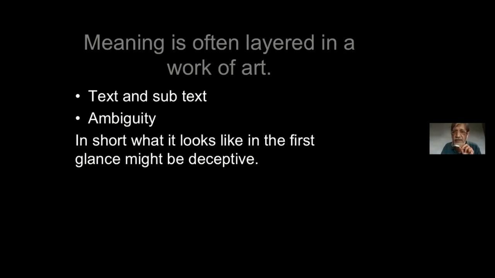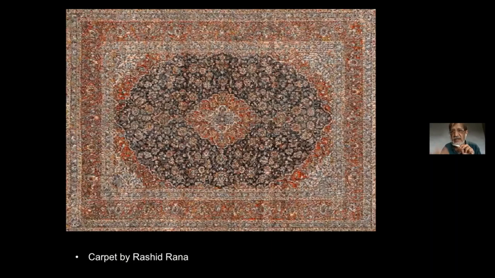Here is a classic example, Rashid Rana, a contemporary Pakistani artist. This is a work called The Red Carpet. You walk into the room and it's quite a large work. You see it from a distance, and this is what you get to see. And you think, oh, it's a wonderful Persian carpet. Then you realize that the carpet is actually not a painting. It's made of tiny photographs. They're all constructed with little photographs.